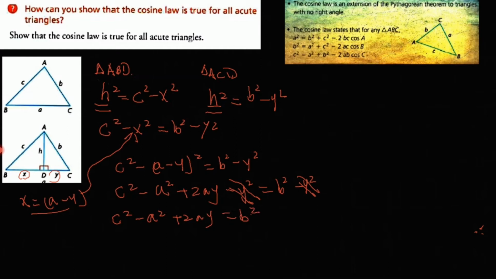So copy: c squared minus a squared plus 2ay equals b squared. So I rewrite c squared and keep it on the left side. I move these two terms to the right side. So c squared equals a squared plus b squared minus 2ay.